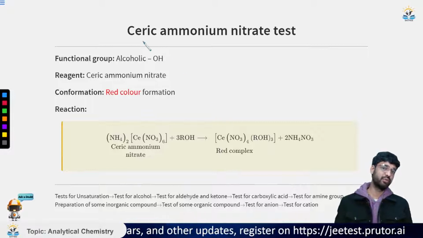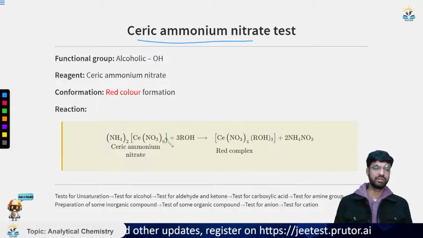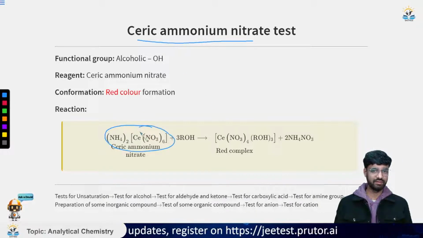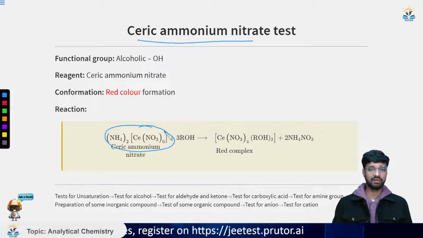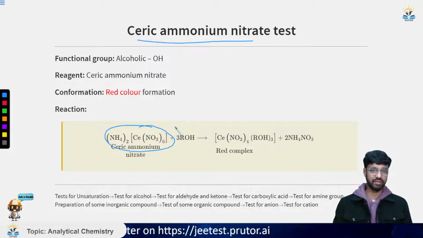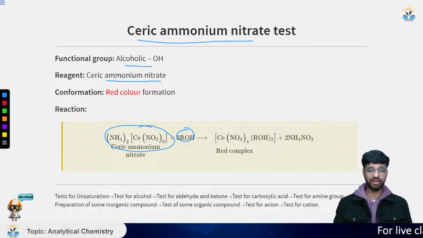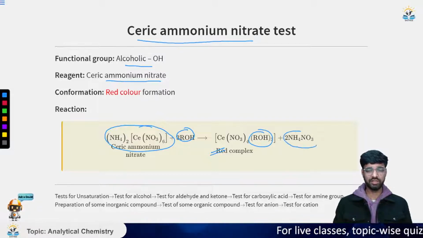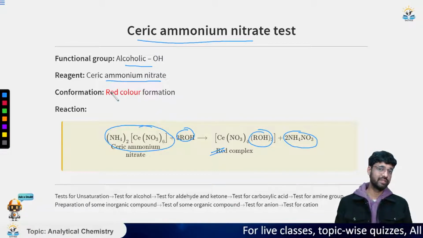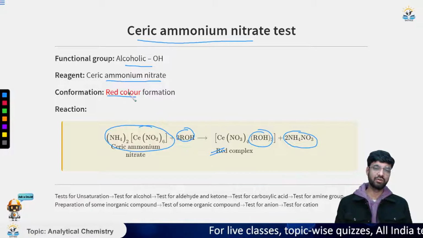Next we have the ceric ammonium nitrate test. This is the ceric ammonium complex that we have. It is an octahedral complex of cerium. Now we treat it with the alcohol. So this is a test for alcohol basically, and ceric ammonium nitrate turns into, meaning the complex turns into, a red complex. What happens is that this is replaced by this ROH here, plus we get this ammonium nitrate. So the formation of this red color confirms that there is an alcoholic group present.